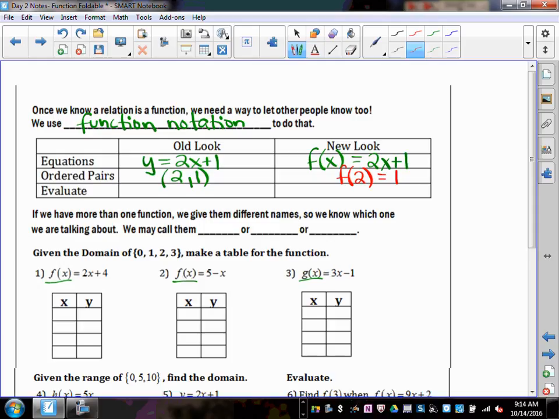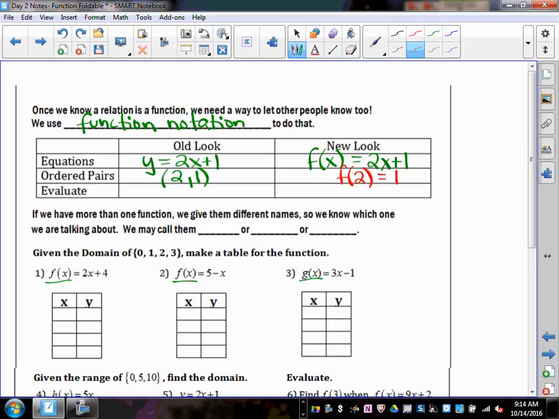I like function notation because it tells us more information. If I just said y equals 1, then I wouldn't know what was my x value for that. All I know is y was 1, but I don't know what my input was. Function notation lets us know what my input was. When x is 2 in my function, y is 1.